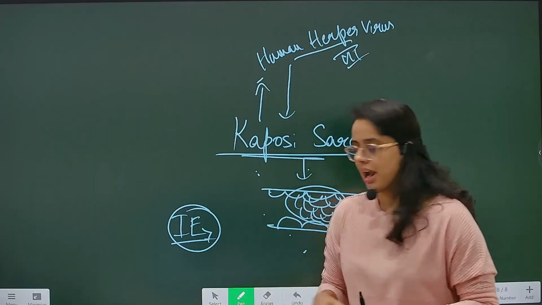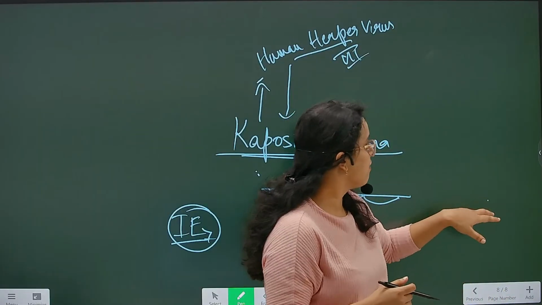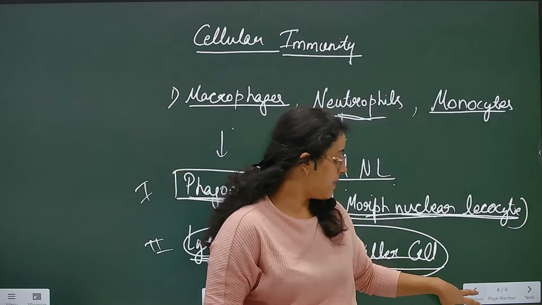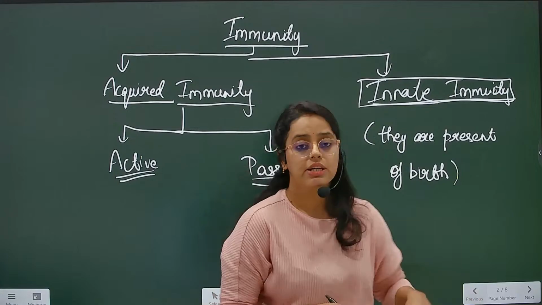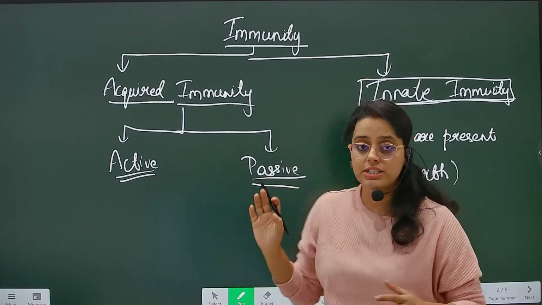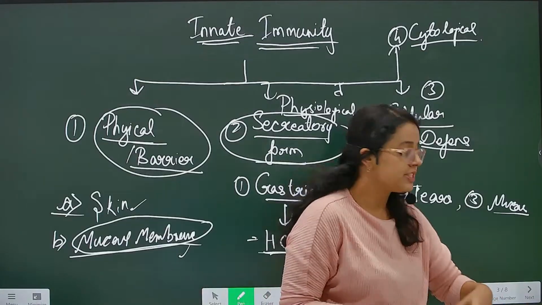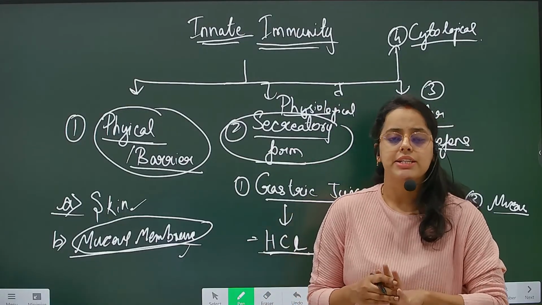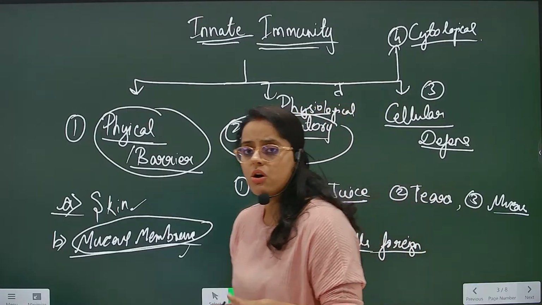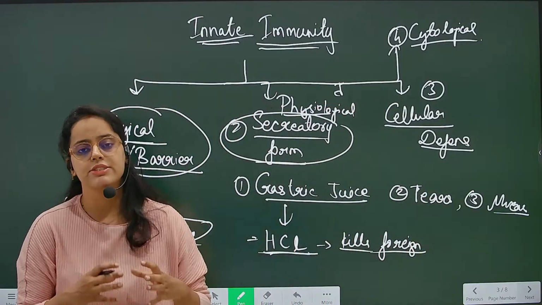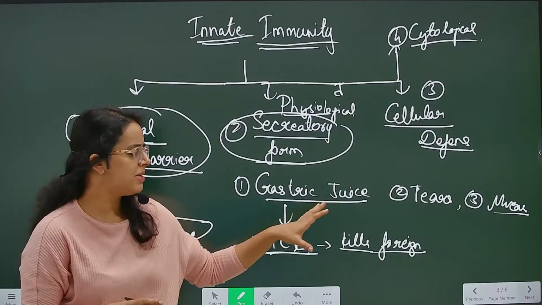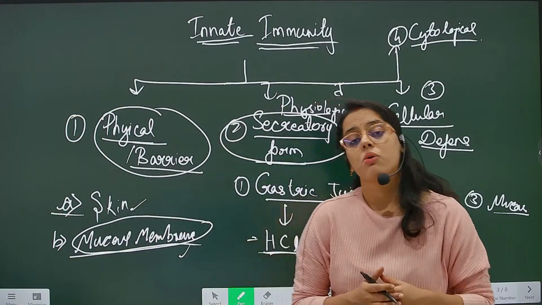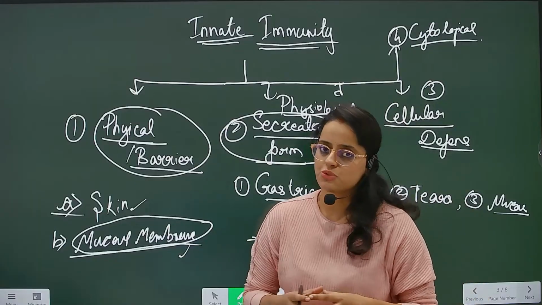Before that, just revise the various types of immunity that I have explained. We have discussed innate immunity. This is present from birth, and it is of 4 types: physical barrier, physiological, cellular or cytological. So understand these terminologies very clearly. I have explained all the content that is present in the syllabus. We will learn more when you have classroom classes.